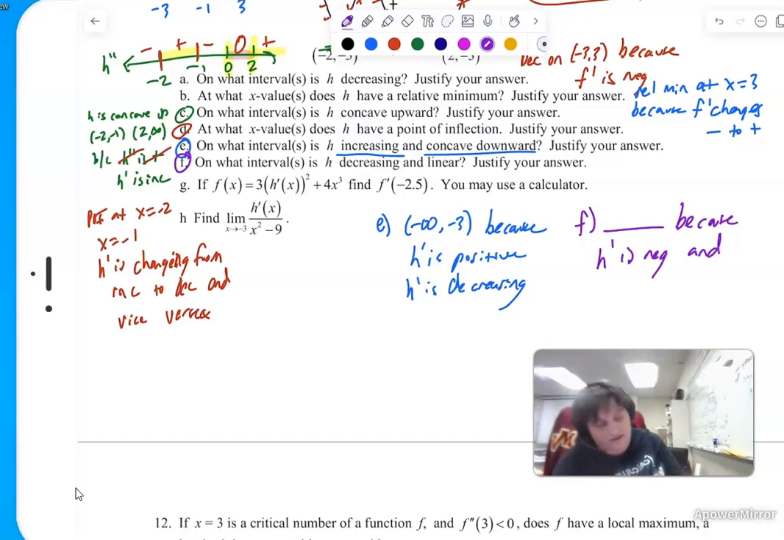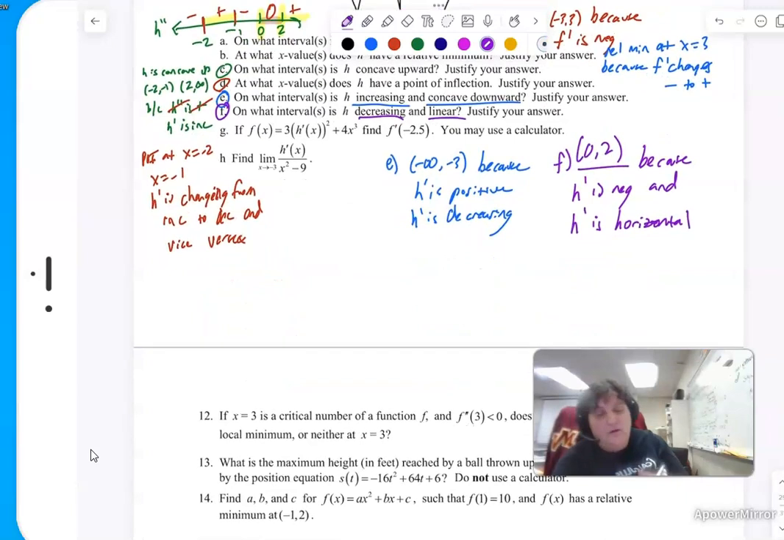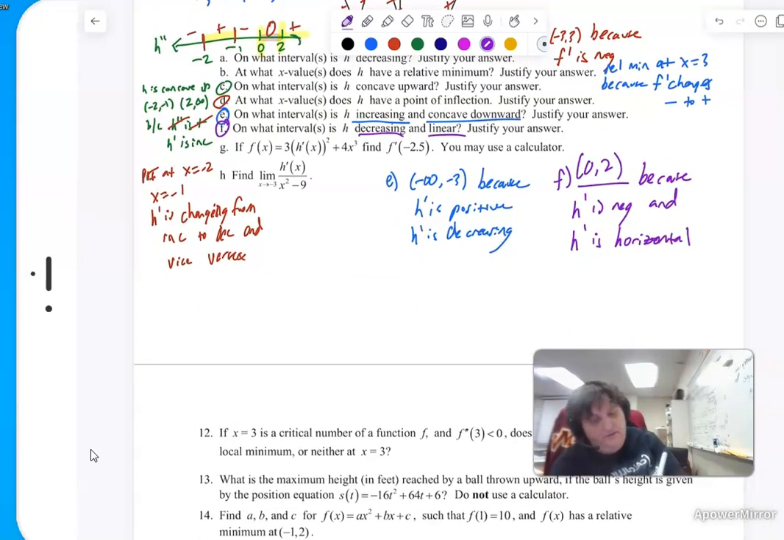So how could we say that? H prime is horizontal because I had a horizontal slope. So it's basically between here and here from 0 to 2 because I have a horizontal slope right there. So decreasing and linear. Okay. All right. Now, a lot of times, especially on an FRQ, it'll have you do all that stuff and then it'll give you a couple of problems to do, right?